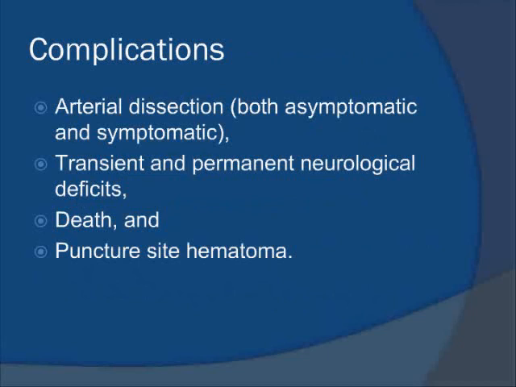What are the complications? You can have an arterial dissection, which may be symptomatic or asymptomatic. You may have a transient or permanent neurological deficit because of a small plaque or an embolus that has gone up. And of course we can even sometimes have death, especially if it is in the posterior circulation. And a common complication associated with any percutaneous procedure on the groin is a hematoma.